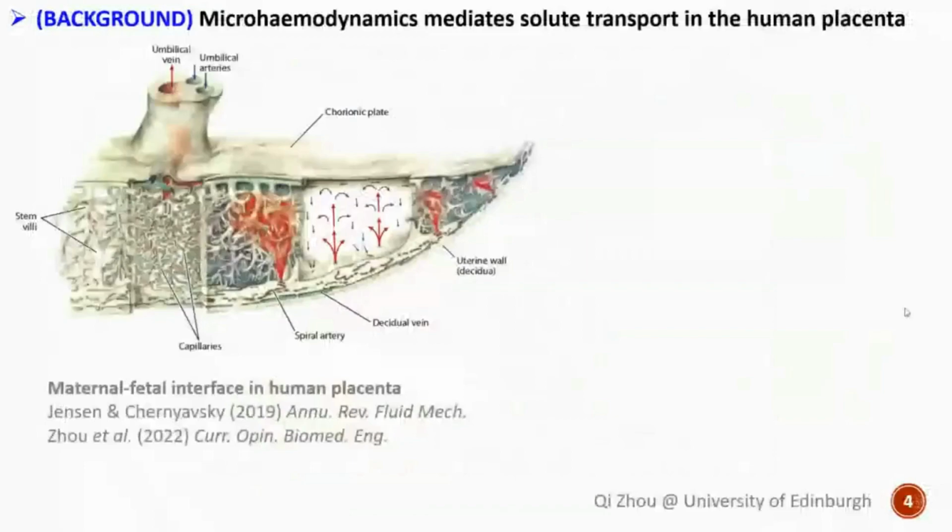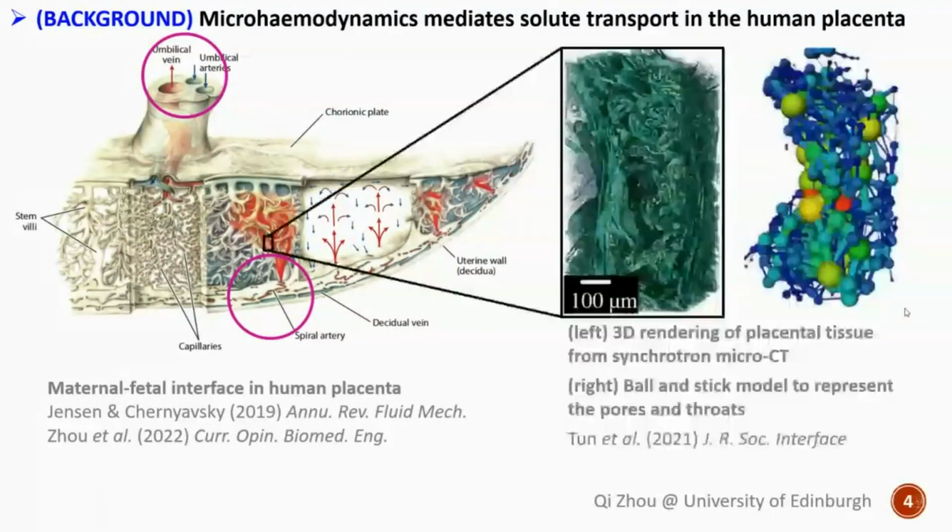If we look into the microstructure of the maternal-fetal interface, it's very complicated. Essentially, you have the spiral artery from the mother to inject maternal blood, which is rich in oxygen, into this placenta interface. Then the fetal blood is transported through the umbilical cord, as we showed on the last slide, and then it meets with the maternal blood in the placenta, but they're not in direct contact. They need to finish this transport exchange process through very delicate pore-throat geometries.